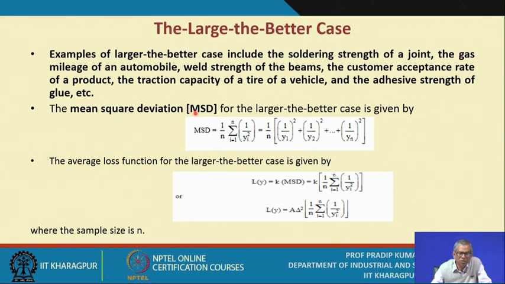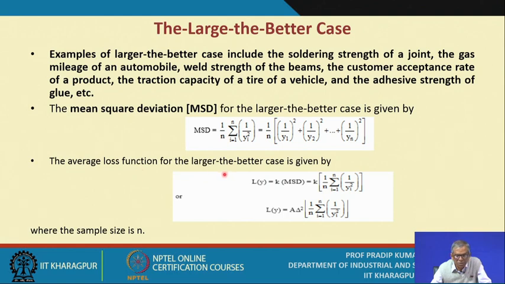So how do you compute this mean square deviation for the larger the better case? That is this one, 1 upon n, sigma i equals 1 to n, 1 upon yi square. That means when you have to collect data on yi, n number of data points you collect, and then you compute these expressions. Is it okay? Up to n values.